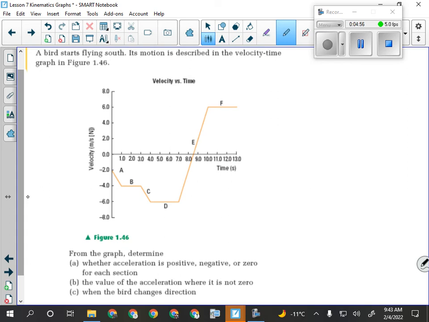All right, what's happening in E? Accelerating positively. And then what's going on in part F? Constant velocity, right? Here's the tricky part of this question. At what time does the bird, because this is supposedly of a bird, change direction?